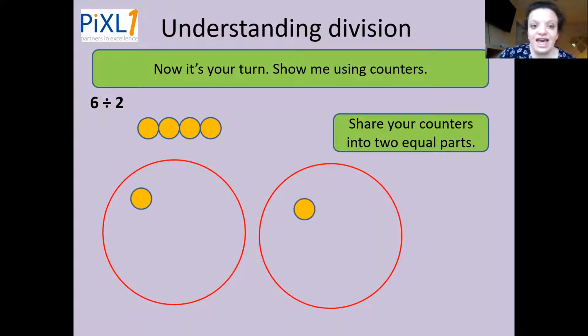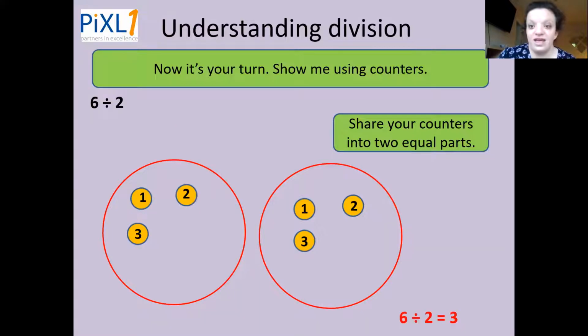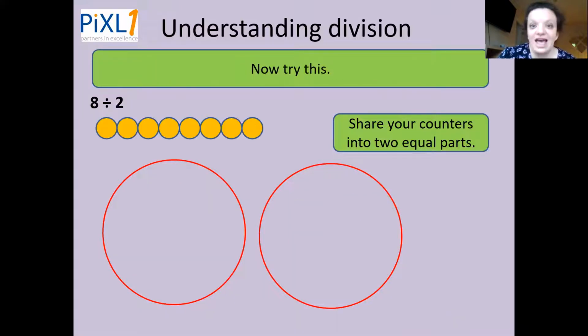Okay, brilliant. Again, 6 divided by 2, really easy. We've been doing this in maths. It is 3 in each group. So 6 divided by 2 equals 3. 8 divided by 2. See if you can use your knowledge of what two numbers add together to make 8, or what times by 2 makes 8, to see if you can work it out using your times table knowledge. Off you go. Or if you need to draw, draw. Pause.